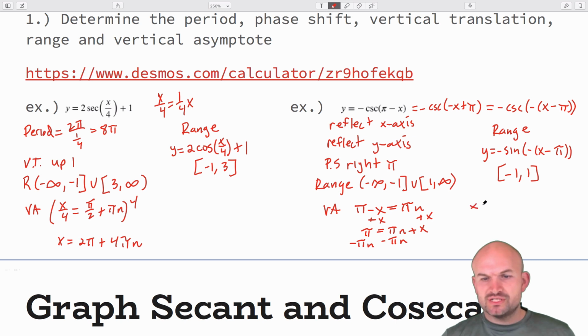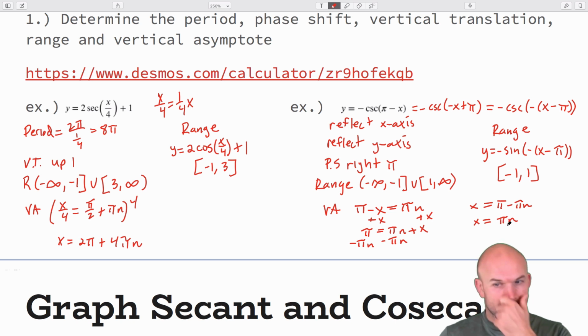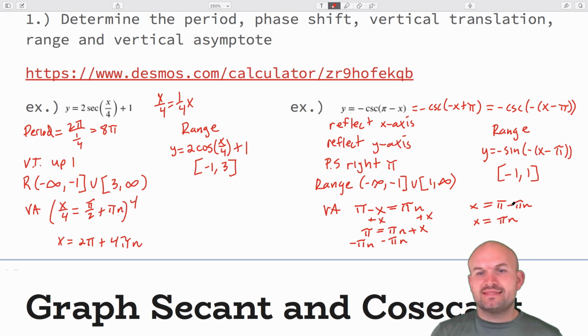So my asymptote equation is x equals pi minus pi n, which is the same thing as x equals pi n. And students really get confused in this. How is this equal to that? But again, there's a couple of different ways I explain this.